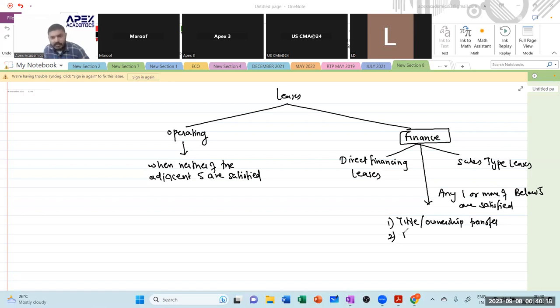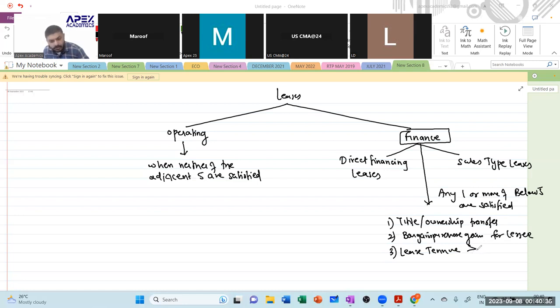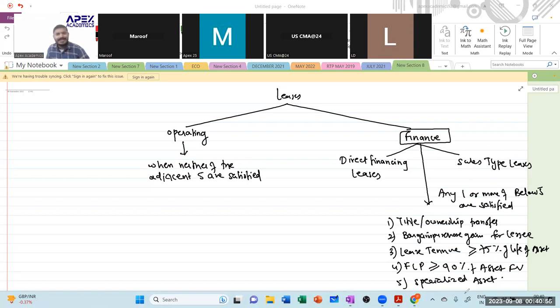Second one, bargain purchase gain for lessee. Third one, lease tenure is greater than or equal to 75% of life of the asset. Perfect. Fourth one, future lease payments are greater than or equal to 90% of asset fair value. Fifth one, it is a specialized asset. Finished? Leases is over?